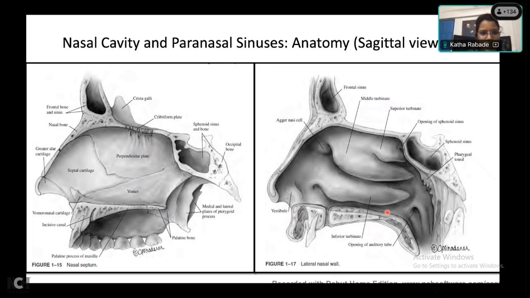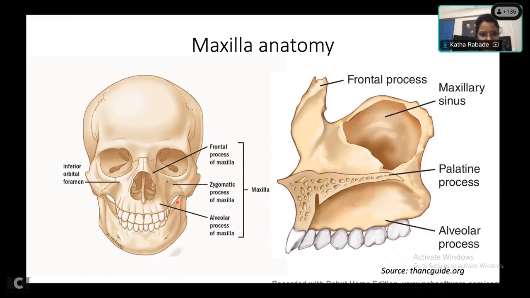The maxilla is formed by the alveolar process. It has the alveolar process of maxilla, the frontal process of maxilla, and laterally the zygomatic process of maxilla. And on the floor is the palatine process of maxilla, which is seen in this sagittal view.